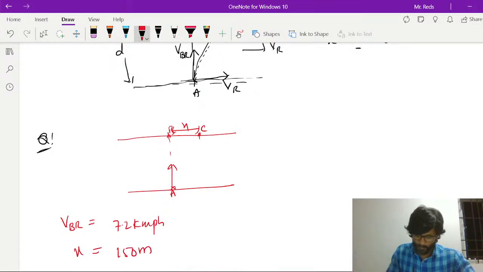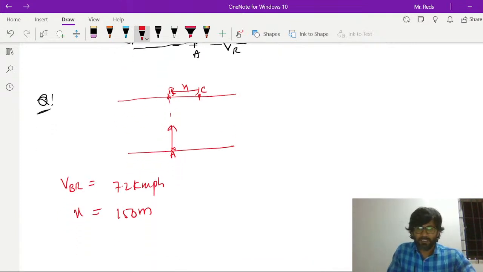Downstream means along the flow direction. Find the velocity of the current. Velocity of current means river current. Find the velocity of current, or current means velocity of river. Find velocity of river provided.